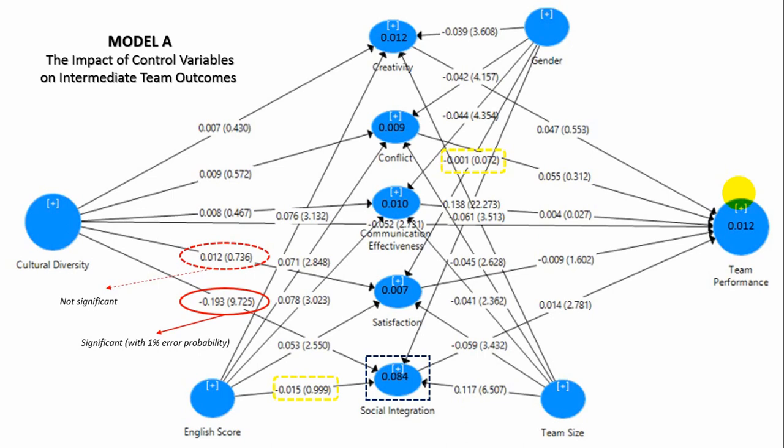It can also be seen here that adding the control variables to our model improves the explanatory power of the 5 intermediate team outcomes. And actually, those results lead us to the idea that maybe other variables or a combination of variables can better describe the concept of creativity, conflict, communication effectiveness, satisfaction, and social integration. That would lead us to model B.